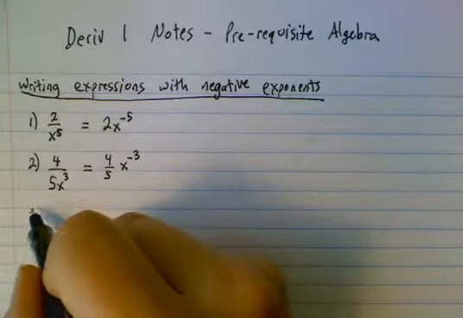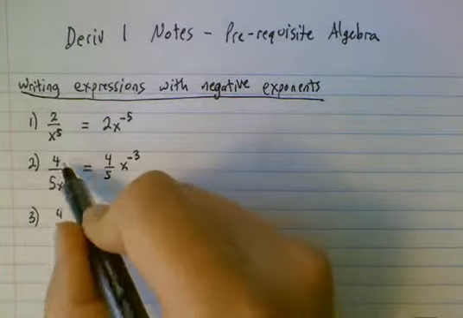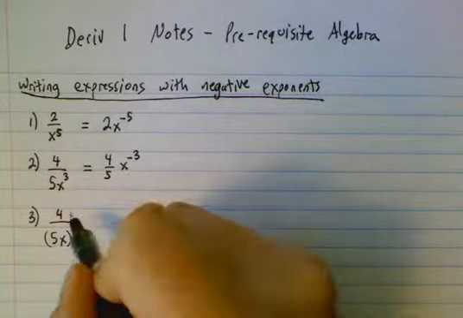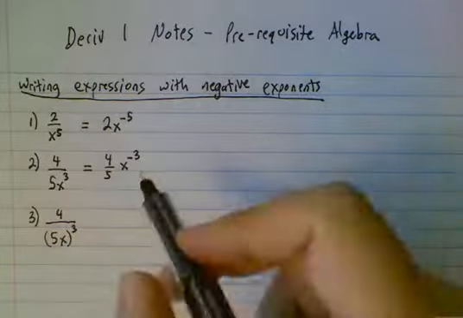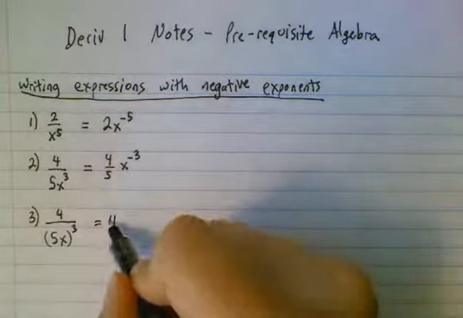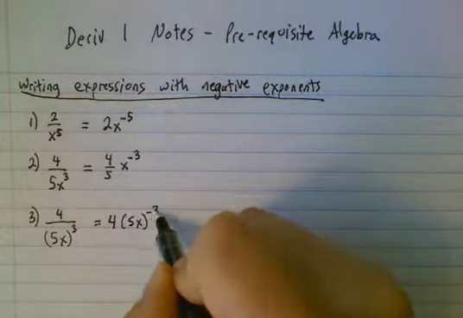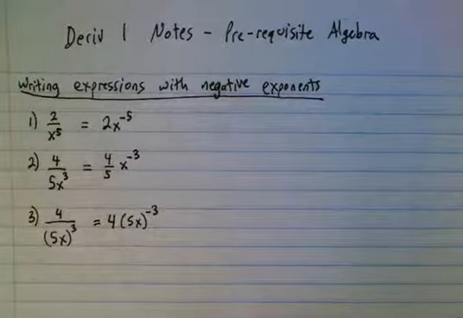Do remember one of the rules in terms of parentheses. So this that we wrote right up here is different than this. Here the cubed applies to the 5 as well. So this 4 stays put in the numerator, but this whole 5x has that negative exponent.